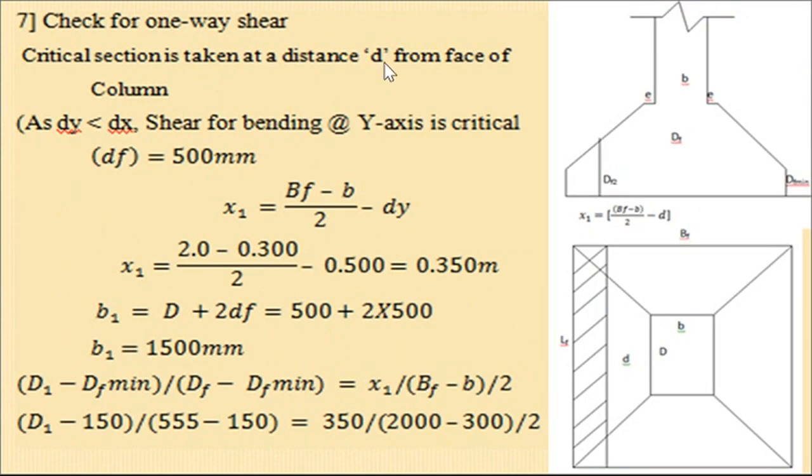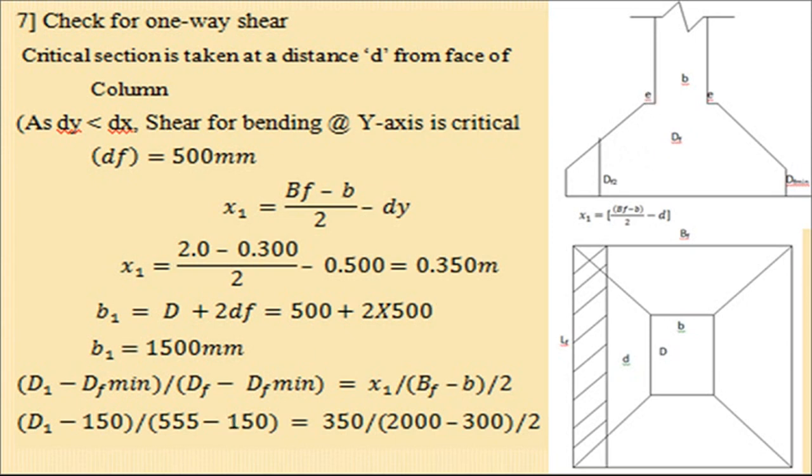Now check for one way shear. Critical section is taken at a distance of d from the face of the column. Again, dy is generally less than dx, so we have considered the y axis is critical. Df is equal to 500 mm. Then we can find out this value. This is x1, and then this distance from this point to this point, that is d1. Repeat the same procedure, and we can find out this depth from the similarity of the triangle.